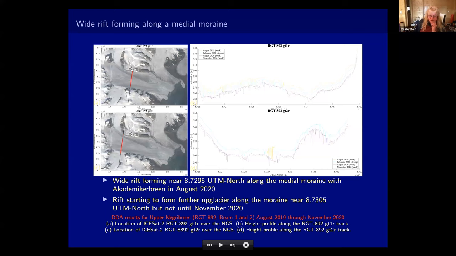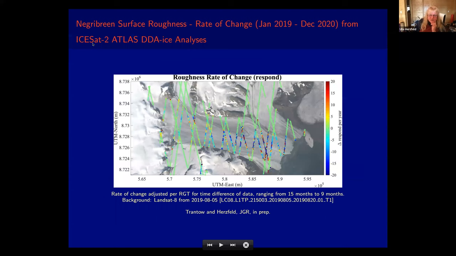Okay, next we are coming to the higher order product, which is surface roughness. Before, we had a roughness map just as a time shot. Here we now have a compilation of roughness rate of change using the same pond parameter, but made as a residual parameter. So it picks up smaller changes and is not affected by general height change as much as if you'd use the general pond parameter.